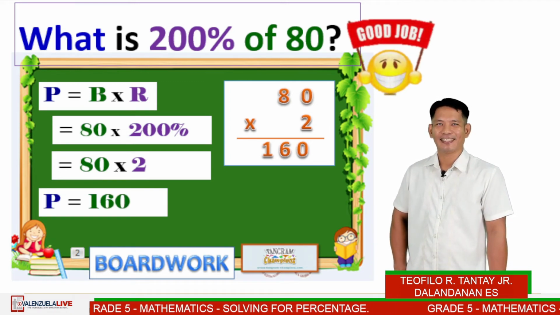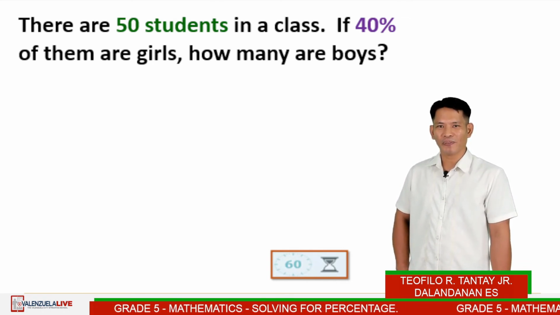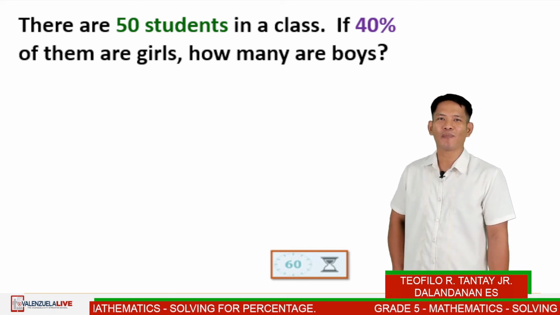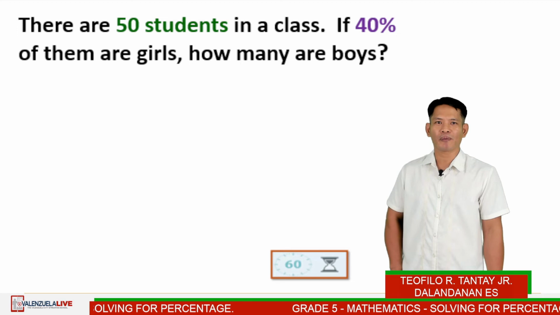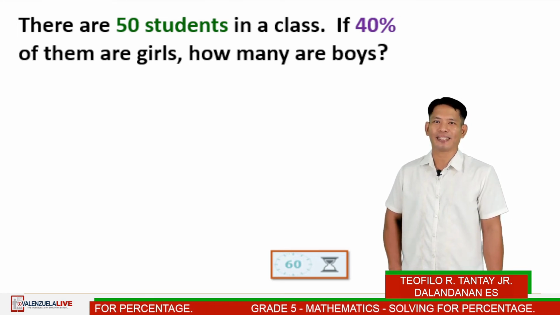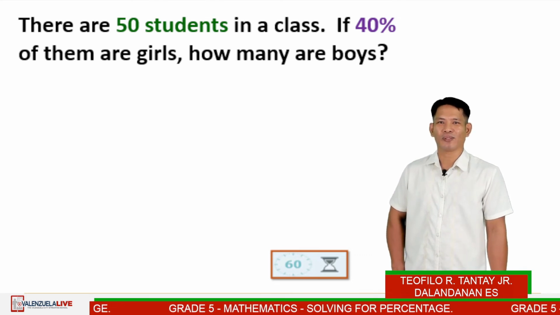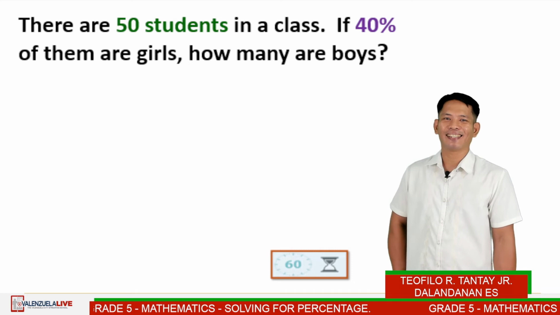Okay, let's try this problem. There are 50 students in a class. If 40% of them are girls, how many are boys? This time, we are going to find the number of boys instead of girls. And we have 60 seconds to answer this problem. And the 60-second timer starts now.